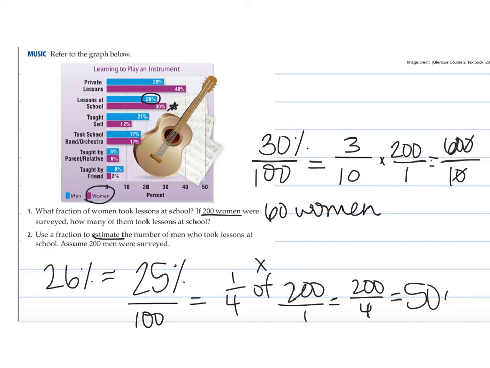So then that means that 50 men took lessons at school. So we're estimating, I should say it's approximately. So we use the squiggly lines to show that it's an estimate. So approximately 50 men were taught at school out of the 200 men that were surveyed on this information.